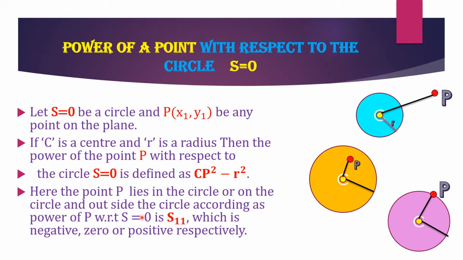Now the power of a point with respect to S equal to 0 is S11. This is one real number, so this real number is negative, 0 or positive. So CP square minus r square is called the power of the point with respect to the circle S equal to 0.